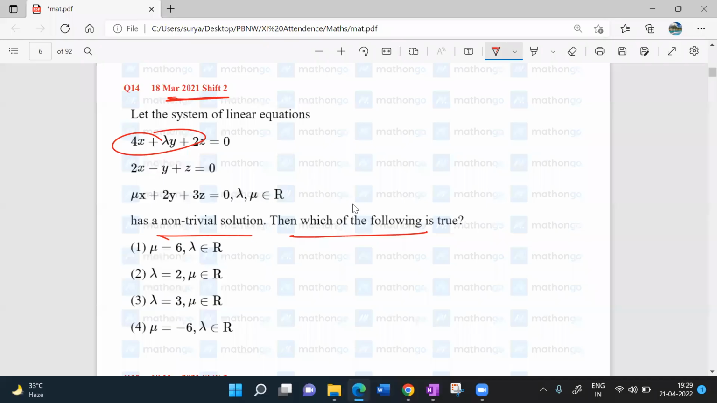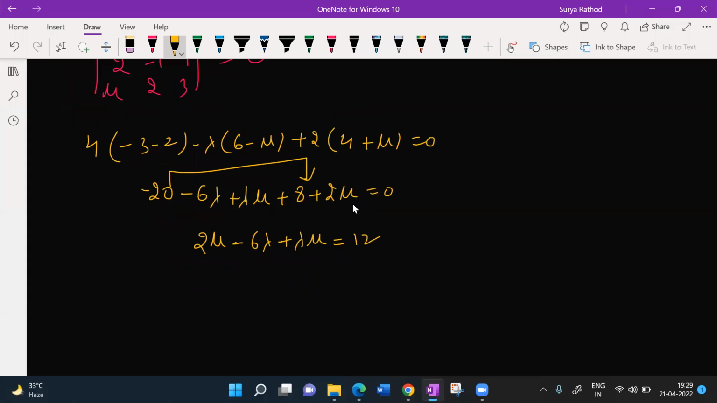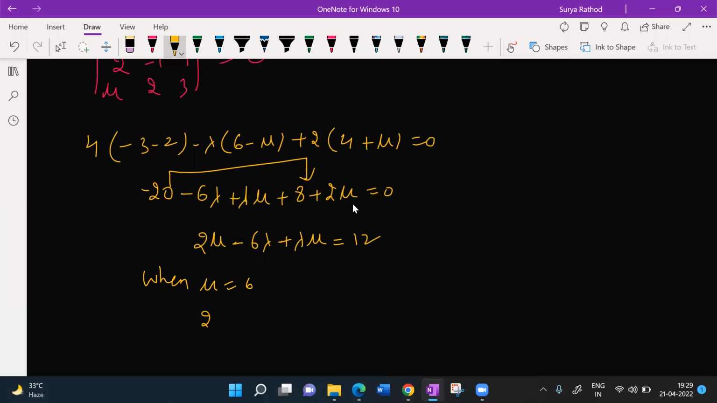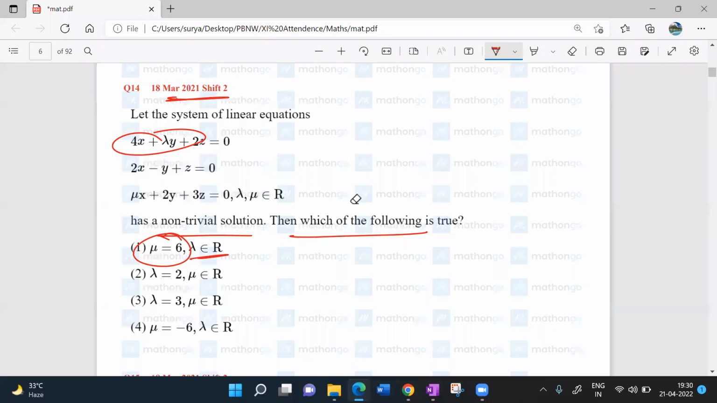So when mu is equal to 6, is it possible? Check. So 2 into 6 lambda plus 6 lambda, yes, both will get cancelled. 12 is equal to 12. Yes, for mu is equal to 6, it is satisfying. So next, this will not be possible now, only this option is correct.